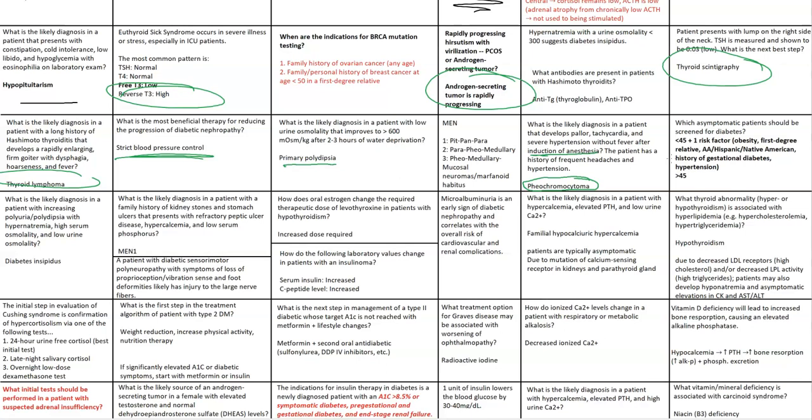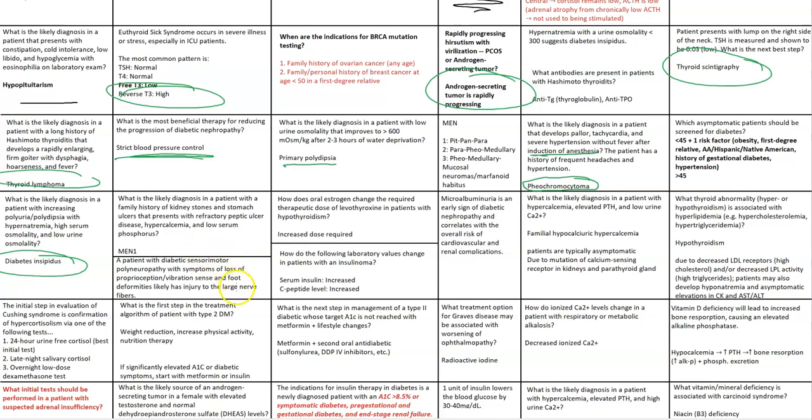What is the most likely diagnosis in a patient with increasing polyuria, polydipsia with hypernatremia, high serum osmolality, and low urine osmolality? That would be diabetes insipidus. What is the most likely diagnosis in a patient with family history of kidney stones and stomach ulcers that presents with refractory peptic ulcer disease, hypercalcemia, and low serum phosphorus? That's MEN1.